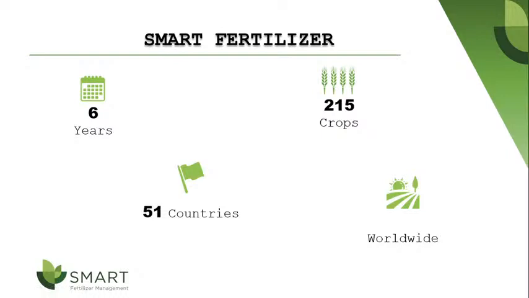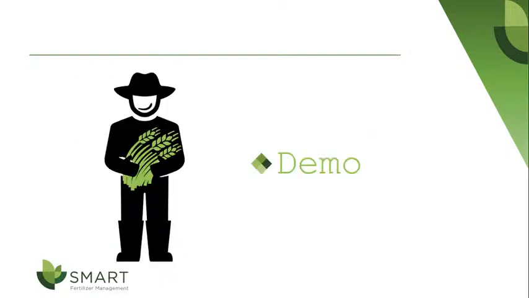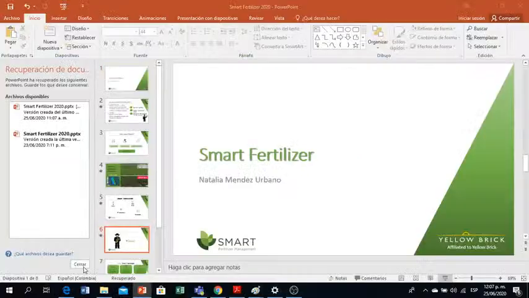Smart Fertilizer has already been working with customers around the world for 6 years. We have 250 crops in our database. We are currently working in 51 countries, but our software can work worldwide, so you don't have a problem. You can be in whatever country and the software is going to work. As I told you before, the only thing that you need is the internet. So now I want to explain to you how the software works.